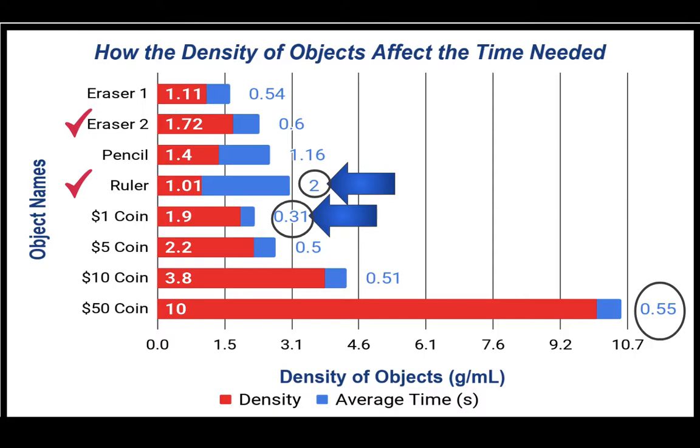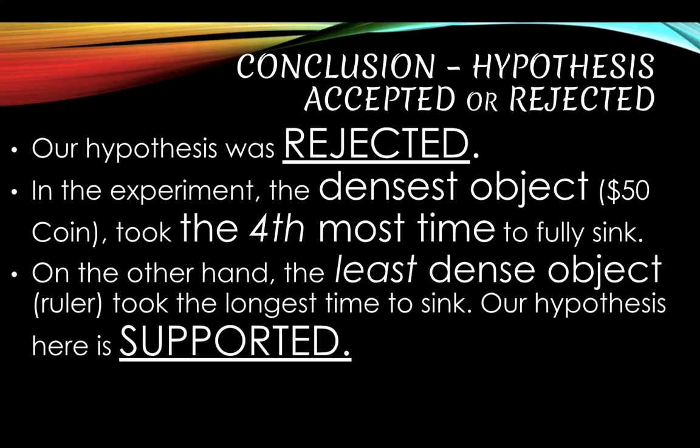Now I'm going to tell you about our conclusion. For most of the part, our hypothesis is rejected, but for ruler and eraser tool, it is supported because the least dense object would be taking the most time. In other words, if the object's density is having a small difference with the density of water, then it shall sink slower. This reasoning proved that our hypothesis is supported here.